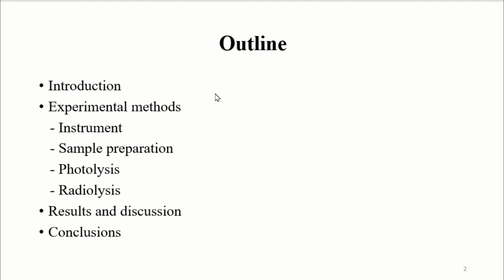This is my outline of this paper. I will explain why this paper is interesting in halogen species formation. After that, I will introduce experimental methods, including instrument, sample preparation, photolysis by synchrotron radiation and UV light, and radiolysis by electron gun. After that is results and discussion. Finally, conclusions.